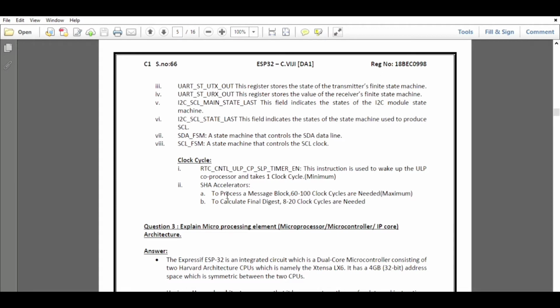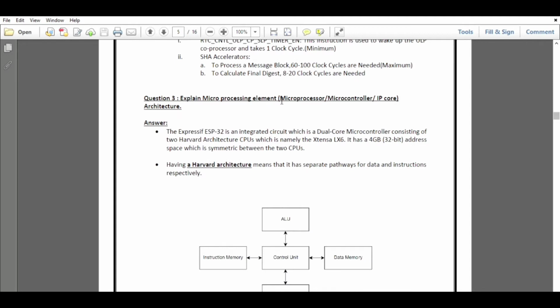SHA accelerator to process a message block, 60 to 100 cycles are needed maximum to calculate the final digest, and 8 to 20 clock cycles are needed. Third question: explain the microprocessing element architecture.